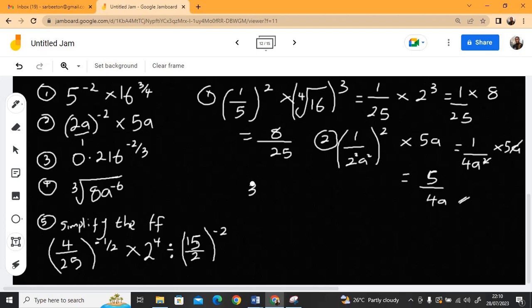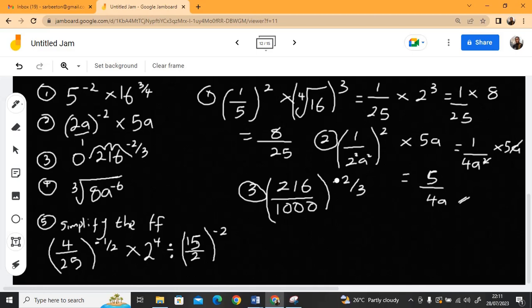And number 3. Now this number 3 looks a little bit tricky. What you are going to do is convert this decimal into a fraction. You move the decimal point 3 times forward: 1, 2, 3, to move to the last number. So you move thrice. To convert 0.216 to a fraction will be 216 over, how many times do you move? You move 3 times. That means it's 3 zeros. You write 1 first, then 1, 2, 3 zeros. Then you have minus 2 over 3. This is what you have.